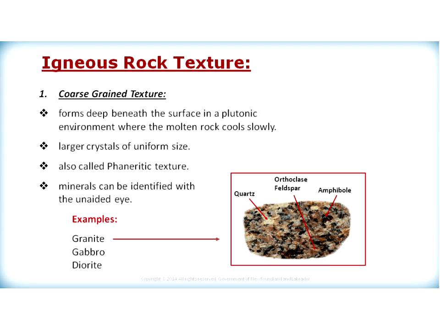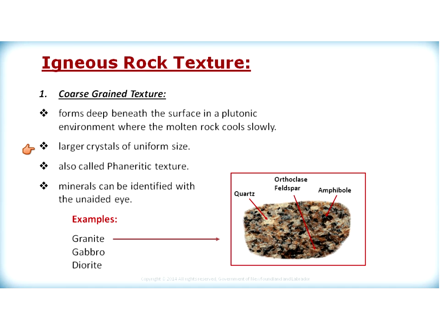Let's go and look at 5 of the different igneous rock textures that exist. The first texture is what's called a coarse grain texture. Coarse grain textures form deep beneath the surface in plutonic environments where the molten rock cools slowly. In this case, the molten rock would be called magma.